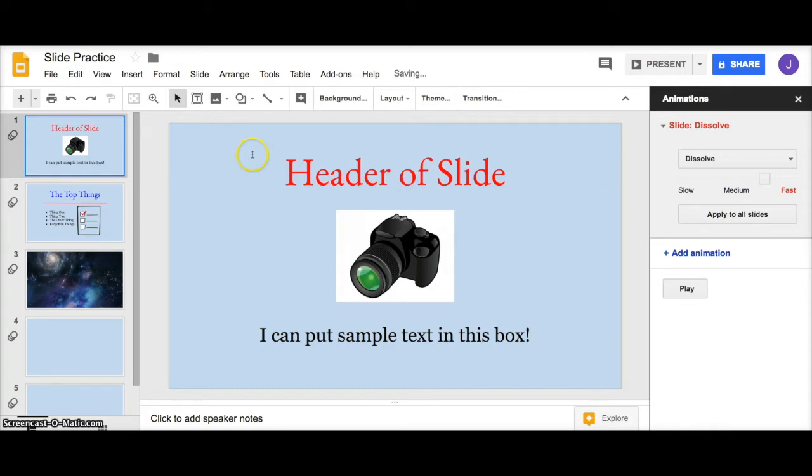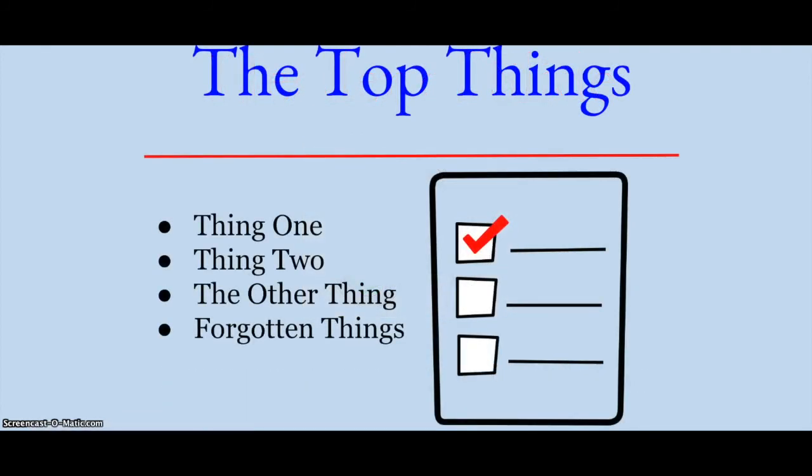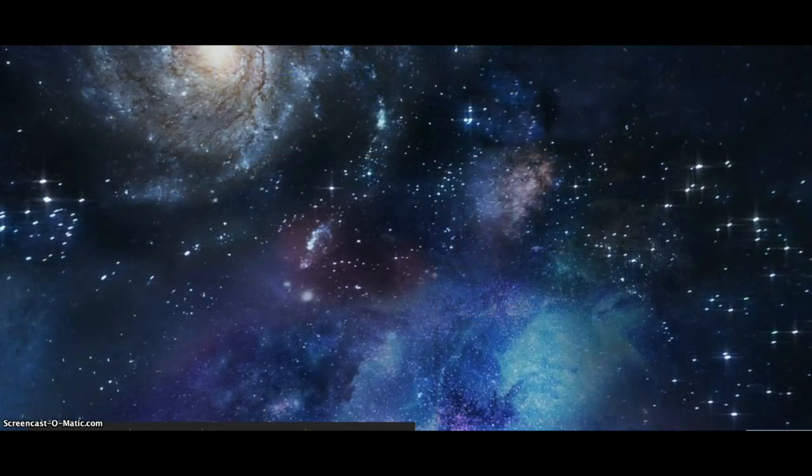So now if you look on the left side, you can see under the numbers, there's a little symbol. That shows that there's a transition on these slides. So now when I present, let's go down here. Watch what happens with the dissolve. You see that? It does a nice dissolve in between slides.